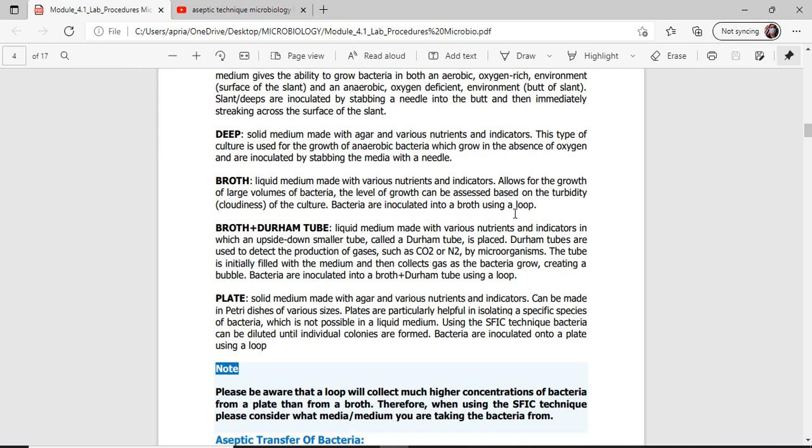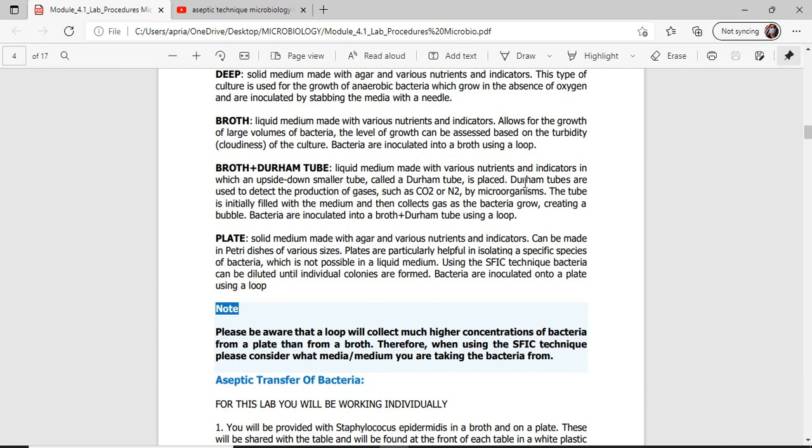Next is your broth with a Durham tube. Na-explain ko na to. Your Durham tubes are for CO2, galing hindi oxygen. Okay, oxygen ginagamit ya, CO2 or nitrate ang iya nga byproduct. Okay, the tube is essentially filled with a medium that collects gas as bacteria grow, creating the bubble. Then bacteria is inoculated into broth. Gusto ang tube ang gihapon.